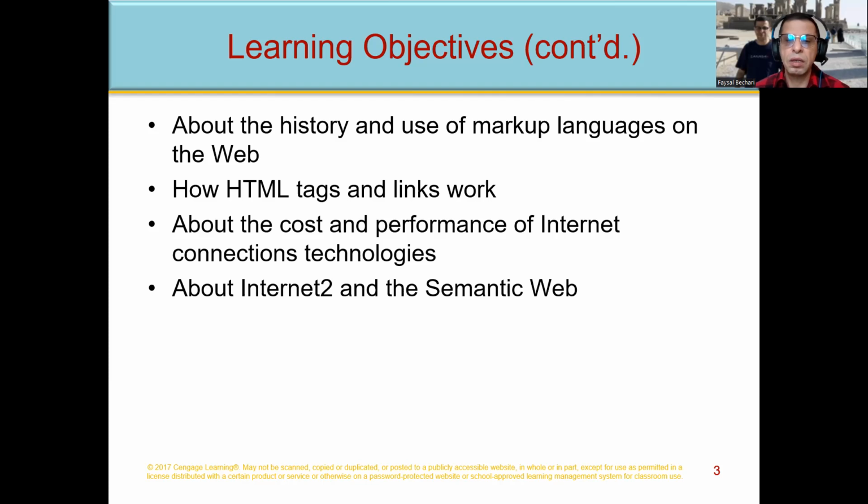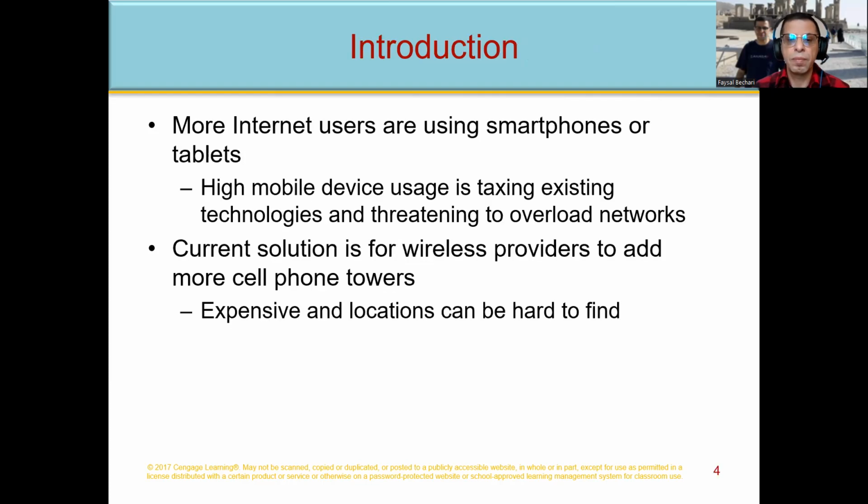And we're also going to talk about the cost and the performance of internet connections and how the cost occurs, such as towers and connections. And we'll talk a little bit about Internet2 and the semantic web.